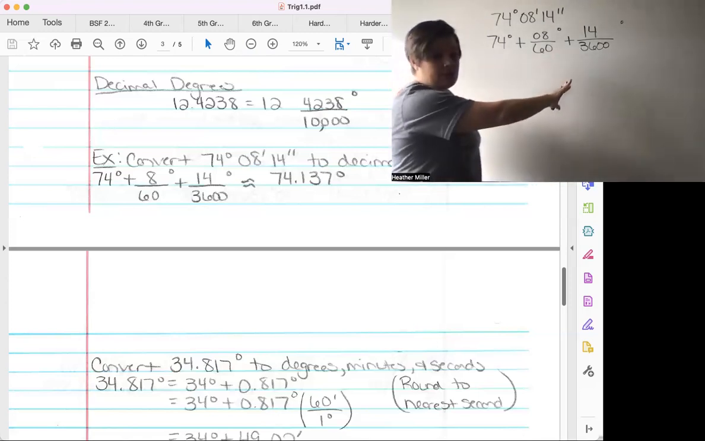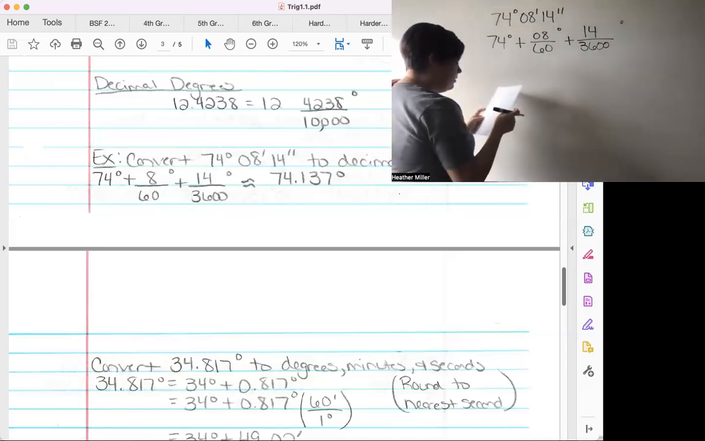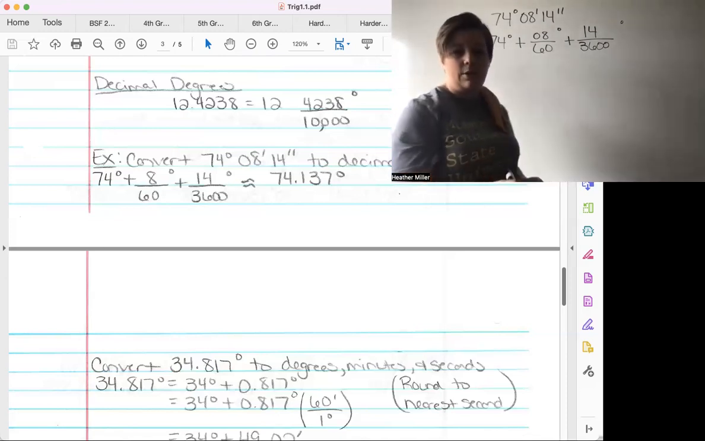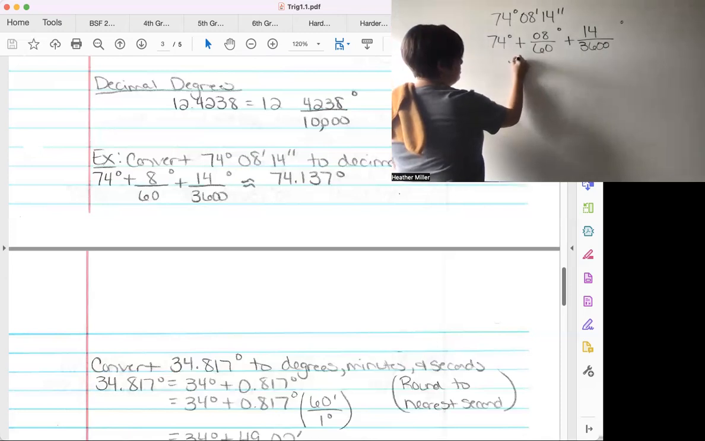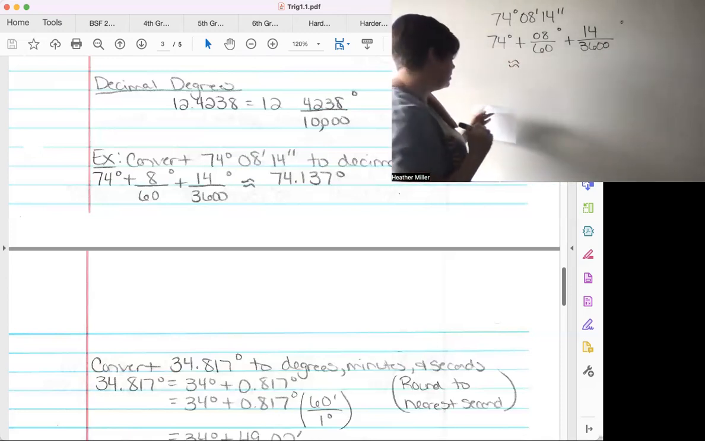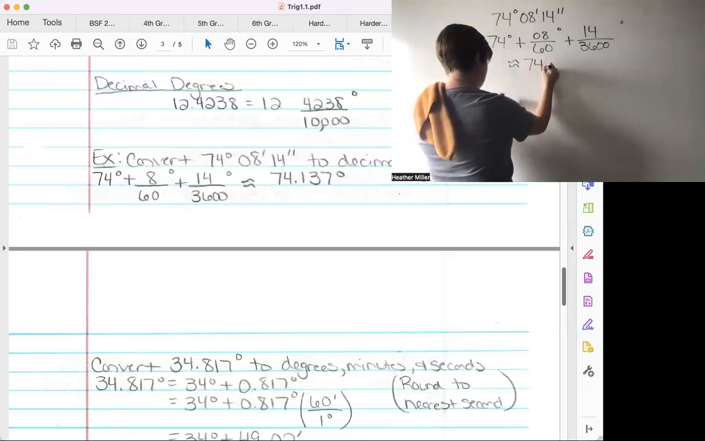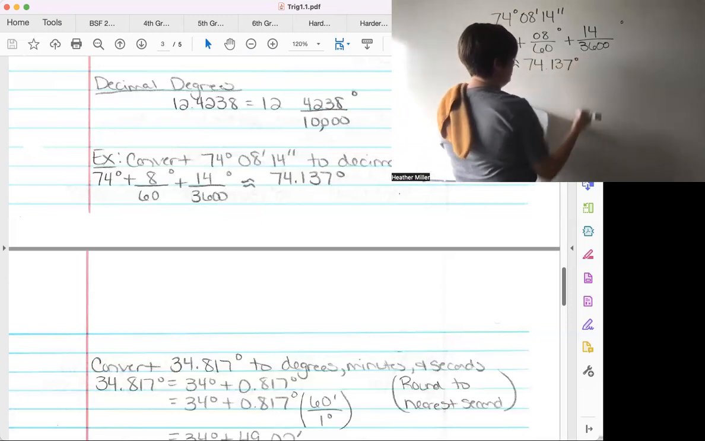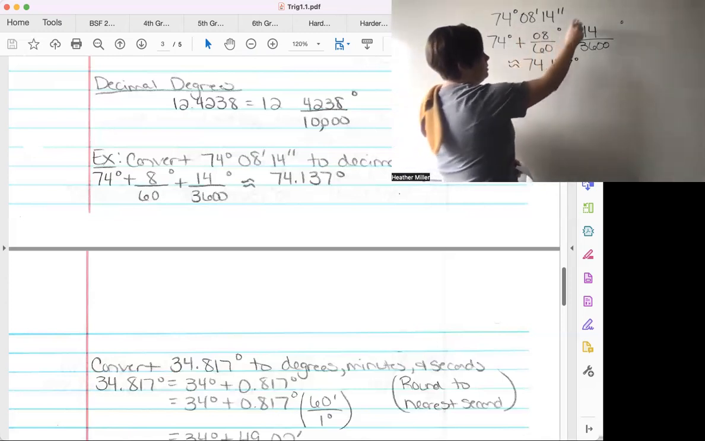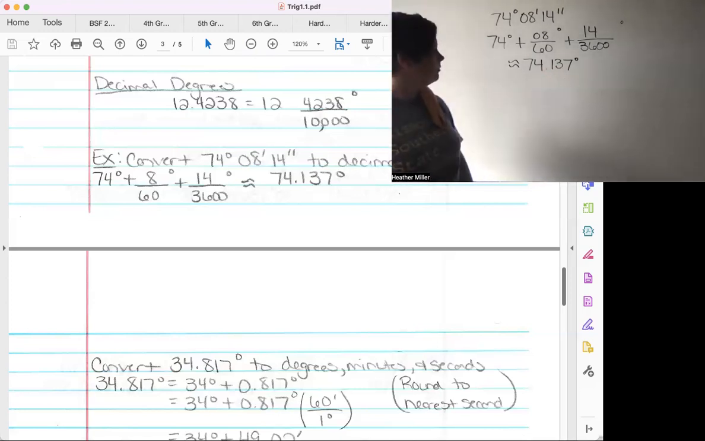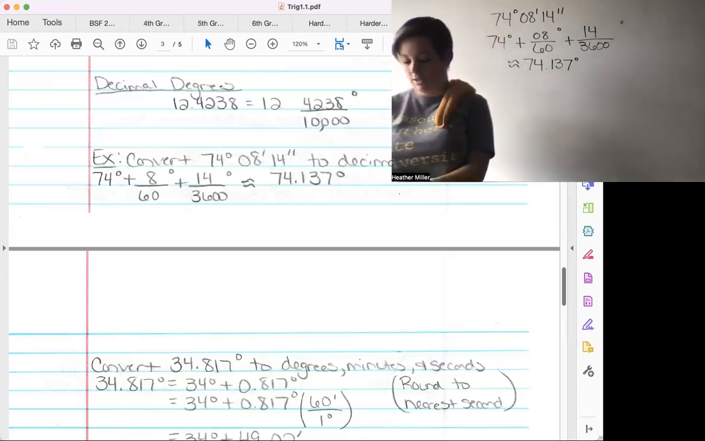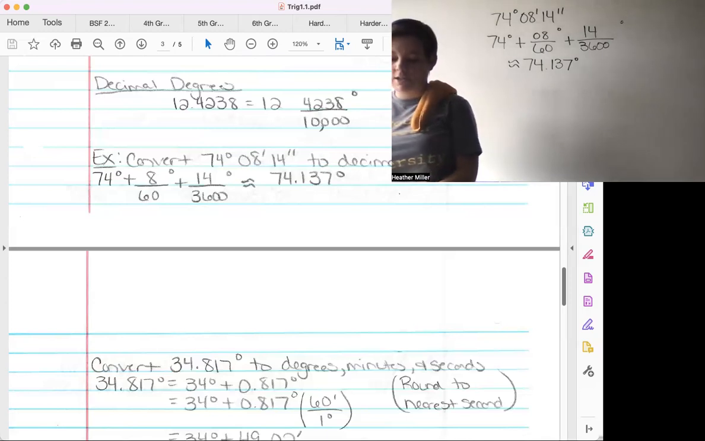But at this point, I would type this whole thing in my calculator. And even though you don't know it, your homework's going to tell you how many places to round it to. This one says round to the nearest thousandths. So all of this is approximately, squiggly equal signs means approximately, 74.137 degrees. So this 8 divided by 60 plus 14 divided by 3,600 is approximately 0.137. So not super big, but that's how we'd write 74 degrees, 8 minutes, and 14 seconds as a decimal degree, by using that conversion factor.